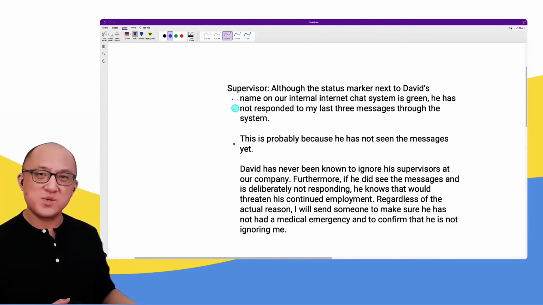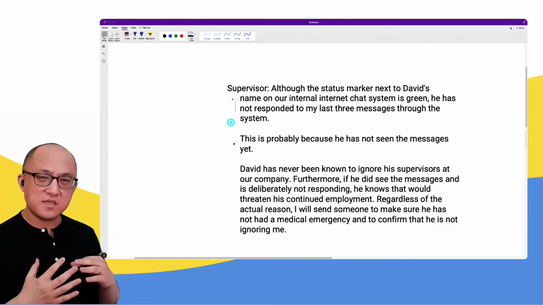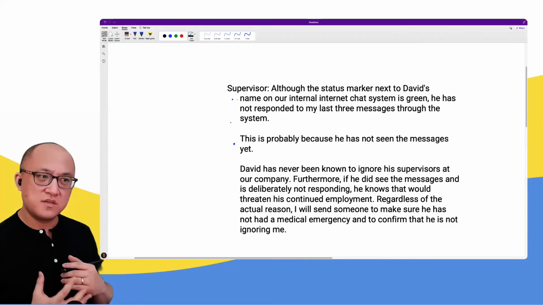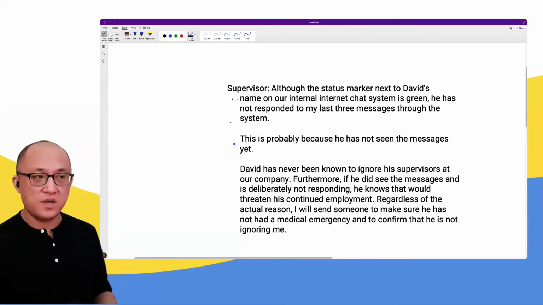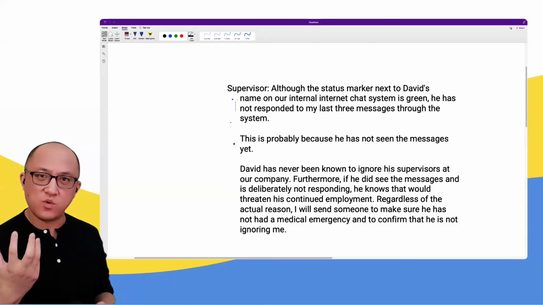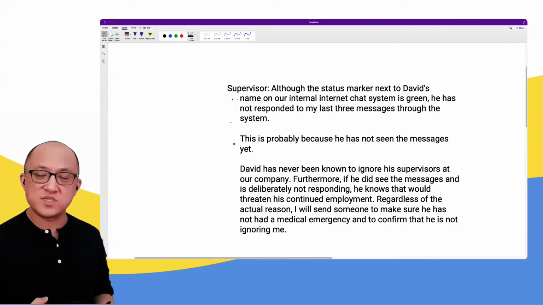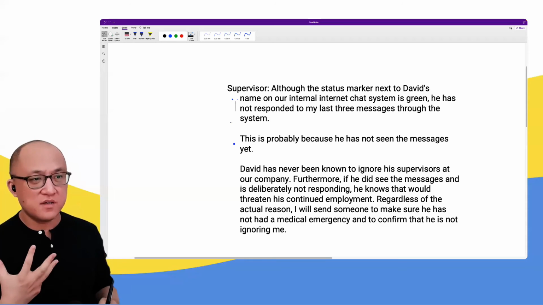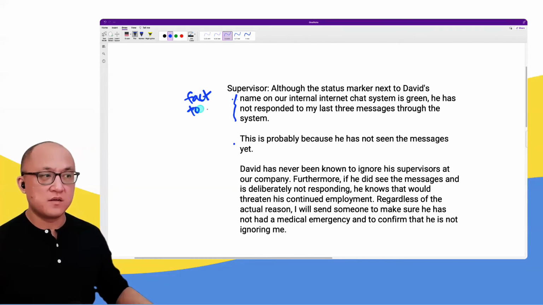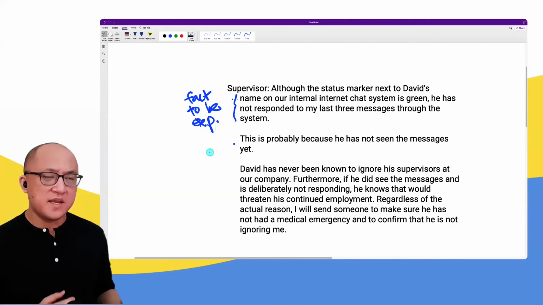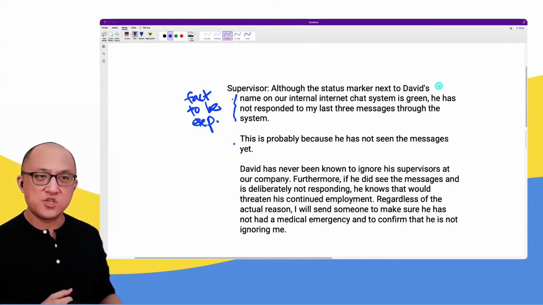So do you see how this first sentence here is like an observation that the author is trying to explain? It's a fact that is true, and the supervisor, in this position of wondering, fuming, why is this person not responding to me? Oh, I know why. It's because he hasn't seen the messages yet. So I would call this first one background, and I'm just going to say fact to be explained.